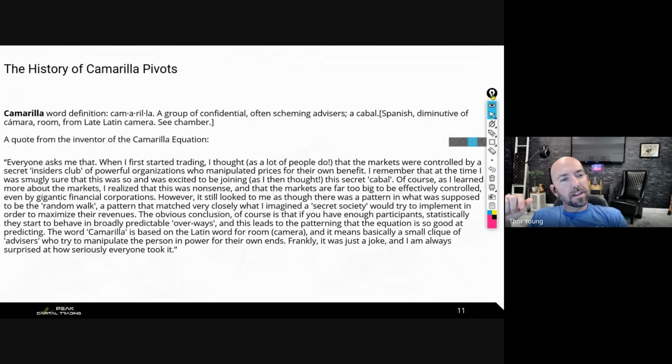As I learned more about the markets, I realized this was nonsense and that the markets were far too big to be effectively controlled, even by gigantic financial corporations. However, it still looked to me as though there was a pattern in what was supposed to be the random walk. The word Camarilla is based on this, and it's basically a small clique of advisors, and it was meant to be a joke." Now, this is really, really funny and a really interesting quote to run through by Mr. Nicholas Scott. What's the funniest part about it?